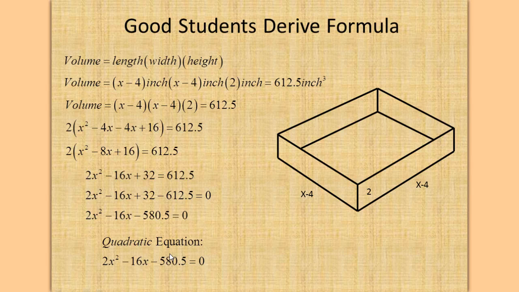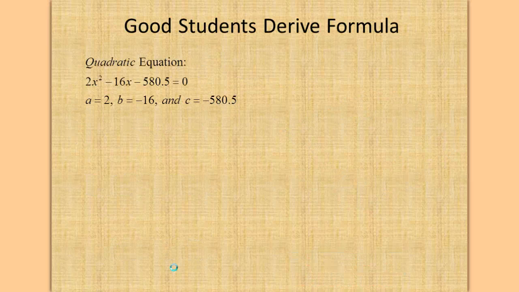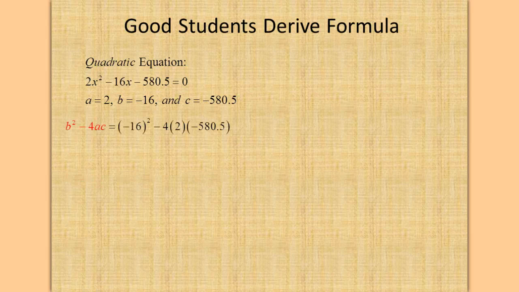And that's our quadratic equation, with A equals 2, B equals minus 16, and C equals minus 580.5. Let's continue. As I said, A equals 2, B equals minus 16, and C equals minus 580.5. We know how to solve this quadratic equation now because we have the quadratic formula. But first, let's take the discriminant and solve it.